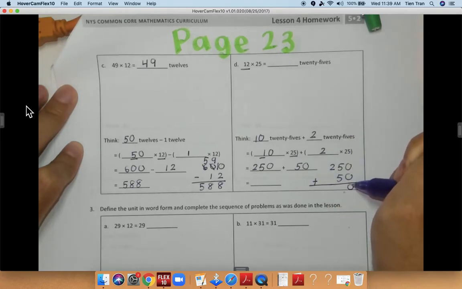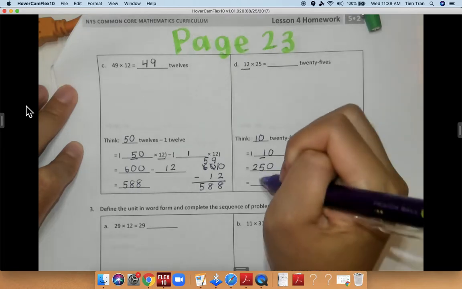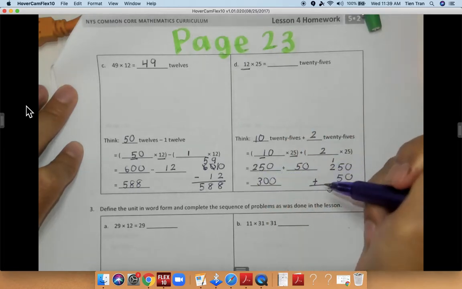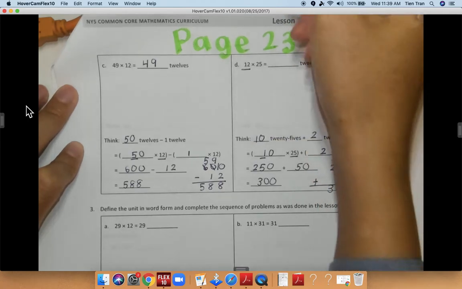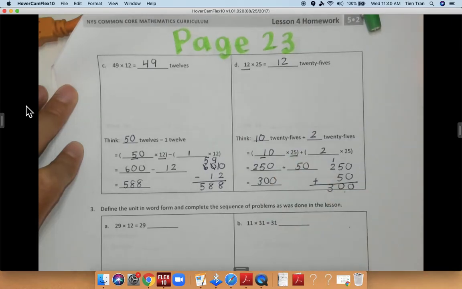0 plus 0 is equal to 0. 5 plus 5 is equal to 10. And 2 plus 1 is equal to 3. So I get 300 as my final answer. So that means that 10 25s plus 2 25s should equal 12 25s.